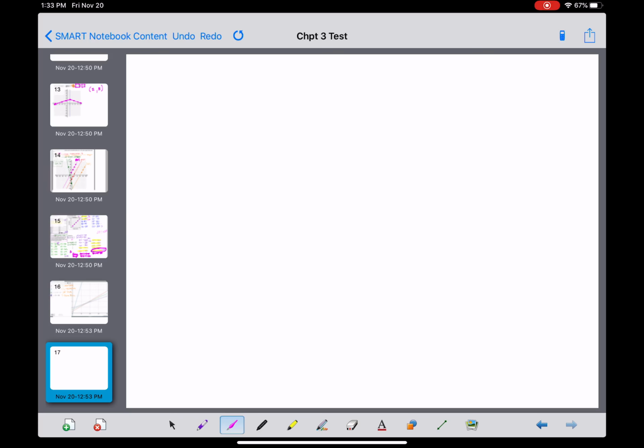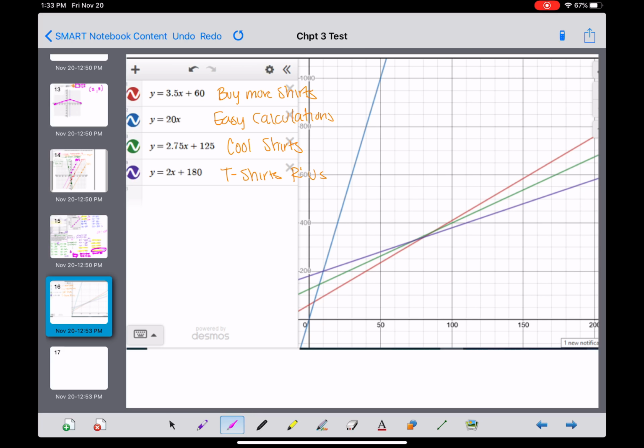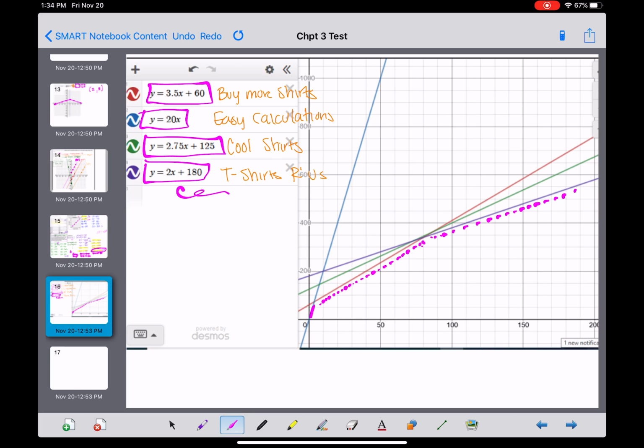The second way that students were doing this was by graph. It's really easy to do this in Desmos if you were able to find each shirt company as an equation. So then you could compare the lowest shirt cost at the beginning. That was the blue, Easy Calculations. And then it changed. The lowest value was our red line, which is Buy More Shirts. And then it changed again at 80 for our cheapest value being T-Shirts R Us. So the graph was kind of neat because you could physically see the change between the different shirt companies.